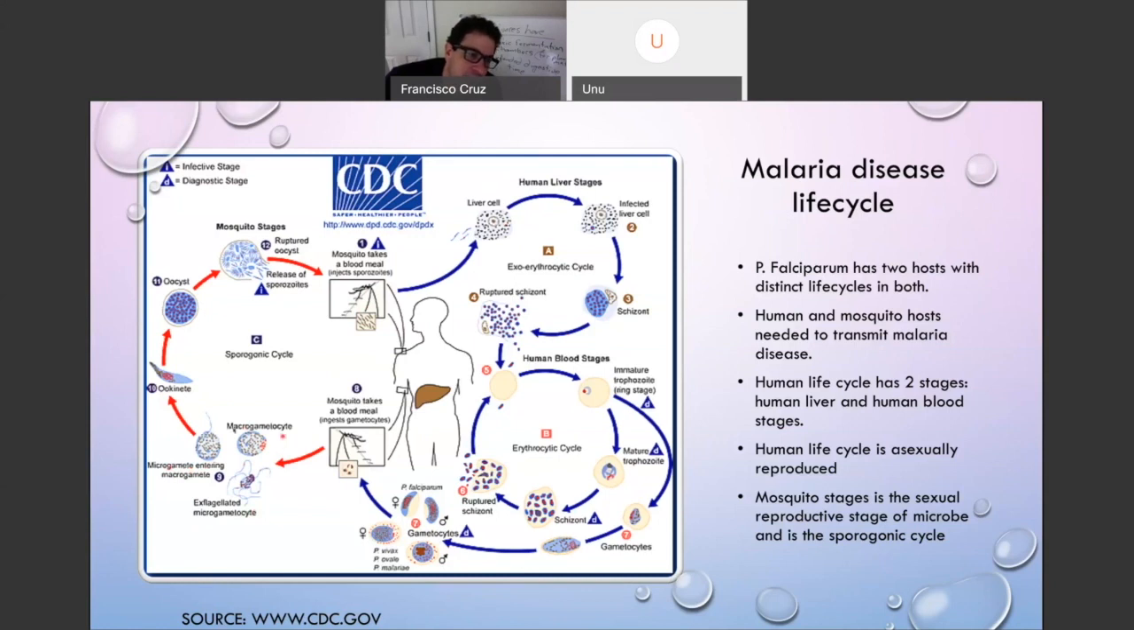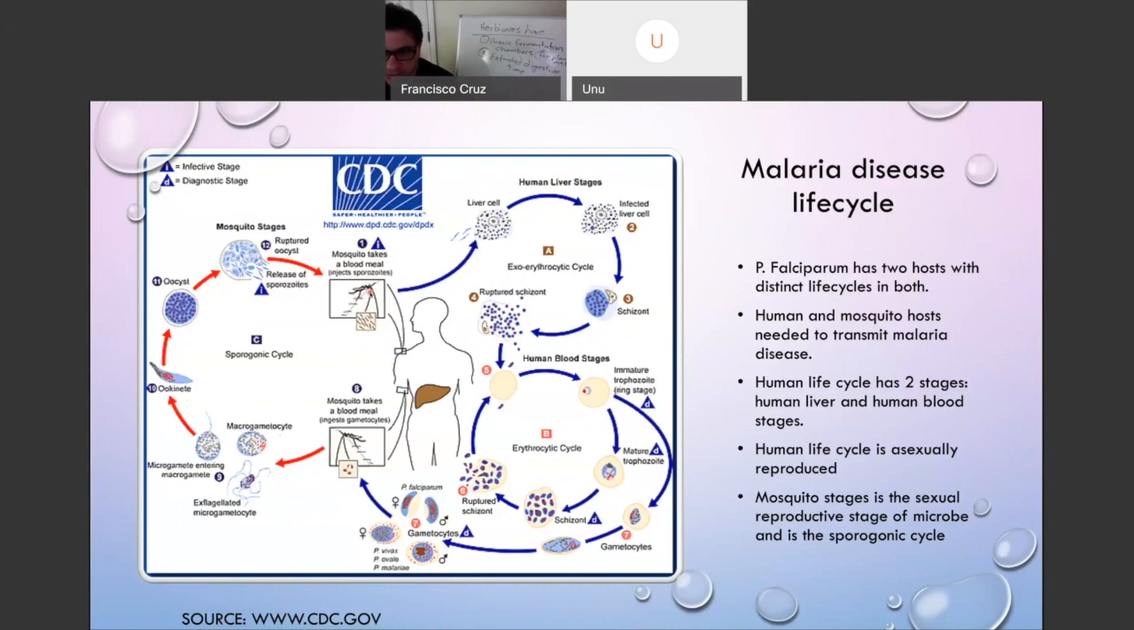All we need to know is that the reproduction happened inside of the mosquito, and then when they're released, you're going to have an injection of sporozoites when you get a mosquito bite. Okay. Make it simple. Human life has 2 stages: human liver and human blood. I like that.